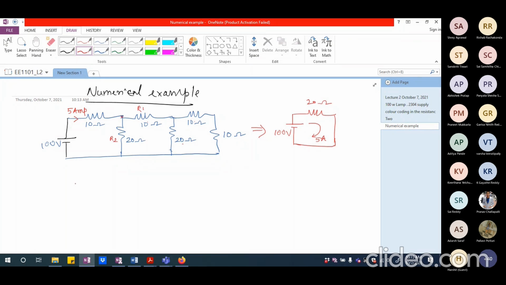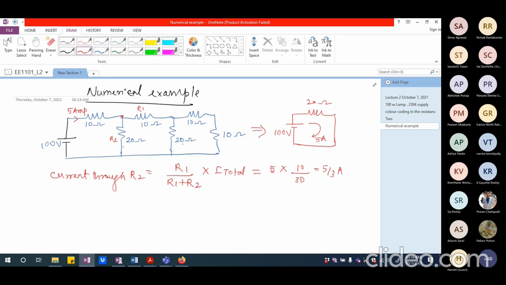So I'm going to have the current through R2 will be equal to R1 divided by R1 plus R2 multiplied by whatever is the I total. Right? That is how it is going to be divided. So I'm going to have I total is 5 multiplied by, I can say this is 10 divided by 10 plus 20, which is 30. So this is going to be 5 by 3 ampere.